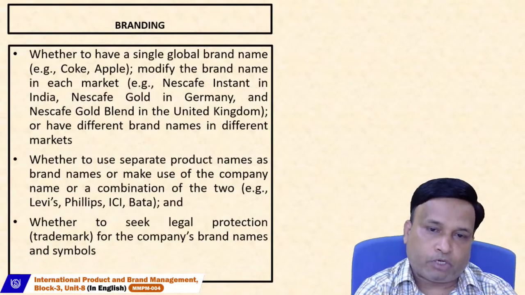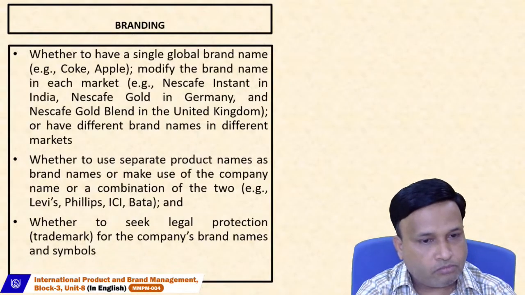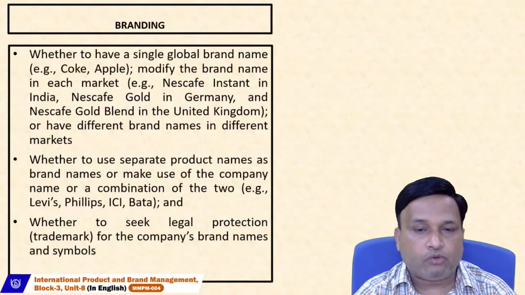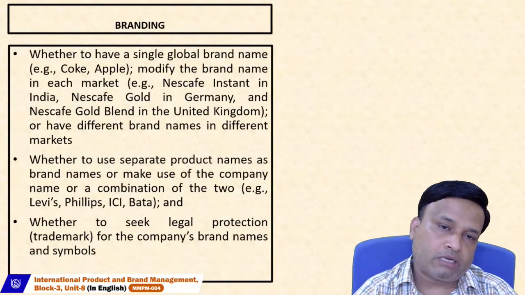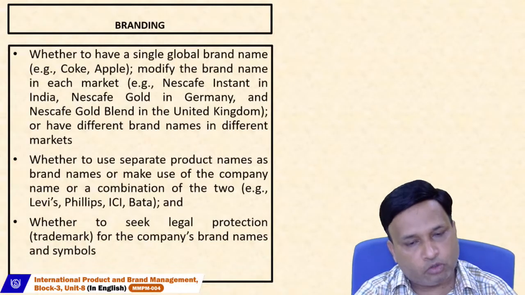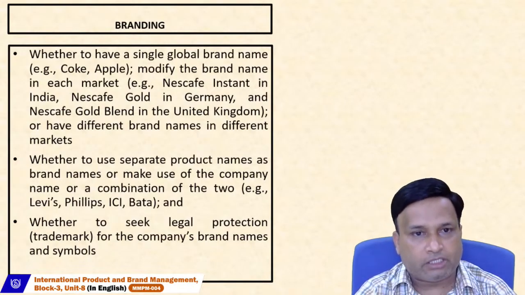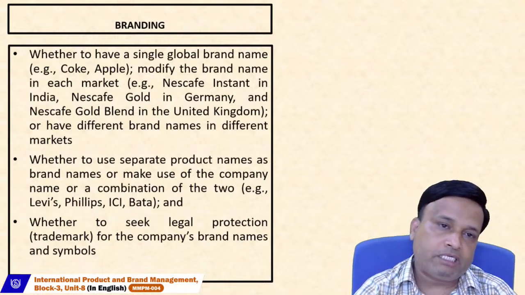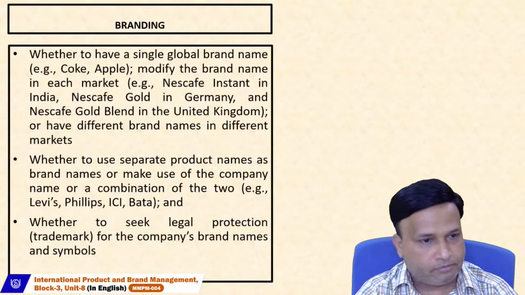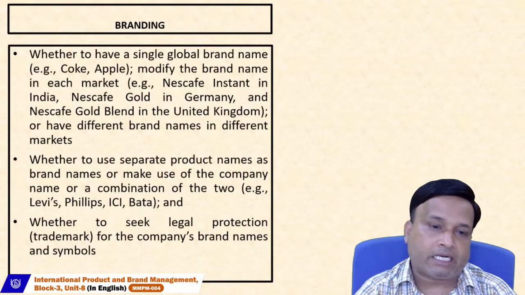Whether to use separate product names as brand names or make use of the company name or a combination of the two. That is exactly the company like ITC. ITC knows that people in India do not have a favorable attitude towards tobacco products. If you give the name as the Indian Tobacco Company, people won't have a positive attitude. So that is why the company is not using the full name anywhere. You will see it is known as ITC. Other examples are Levi's, Philips, ICI and Bata.